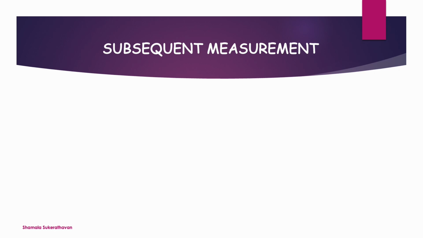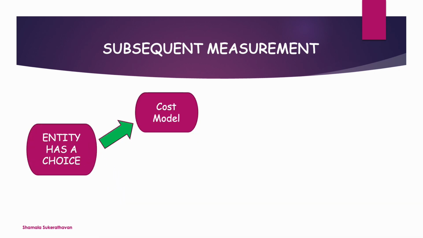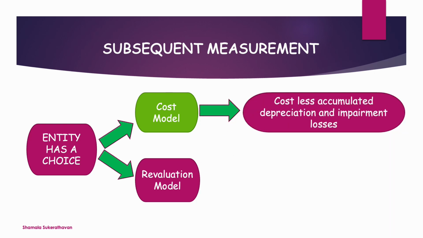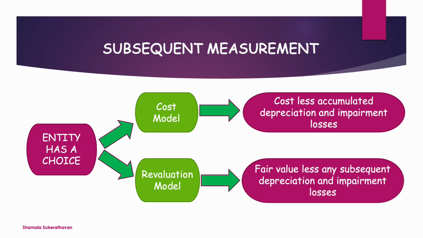On subsequent measurement, an entity has a choice of adopting either the cost model or the revaluation model. If an entity adopts the cost model, the item or PPE is carried at cost less accumulated depreciation and impairment losses. On the other hand, if the entity chooses to adopt the revaluation model, the item or PPE is carried at fair value less subsequent depreciation and impairment losses.